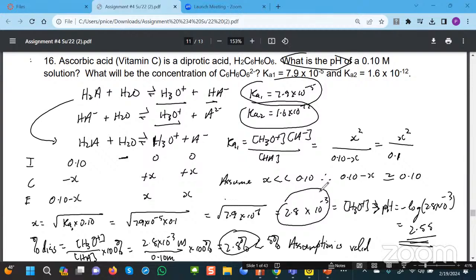For the second dissociation, the concentration of the hydronium will be so small that you can ignore it. All right? Okay, any questions? Let me see if there's anybody out there. Okay, I guess there are no questions out there in Zoom.